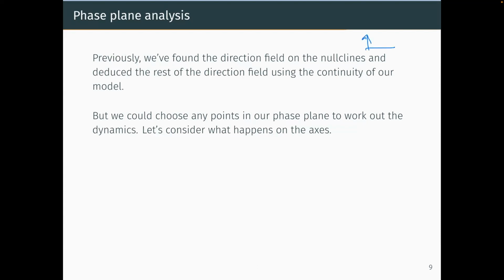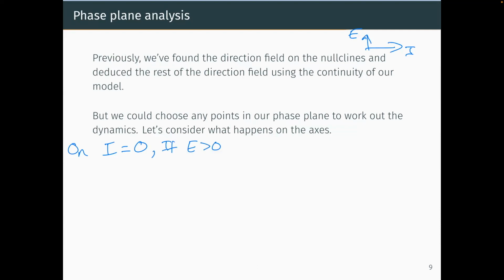So remember, if we're going to have E and I oriented like this, what happens if we are somewhere on our vertical axis, so I is equal to 0? And we're going to assume that E is positive, okay?